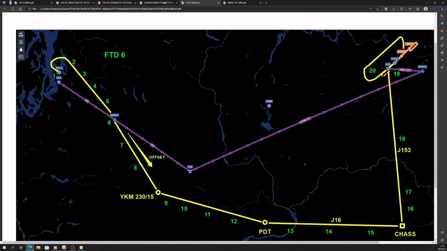You can see we do an offset as we're going from RADI to that Yakima 23015 fix. We go J16 to intercept J153 to Spokane. That's a modification. And then we're into Spokane for the approach. Full procedure leading to a missed approach, back around for radar vectors to probably Sigyo, and then in for the ILS 21 approach. So that's what it looks like on the map. Again, magenta, or purple if you want to call it that. It's not really magenta, it's purple. Purple would be the planned route, and the yellow is what we actually fly.